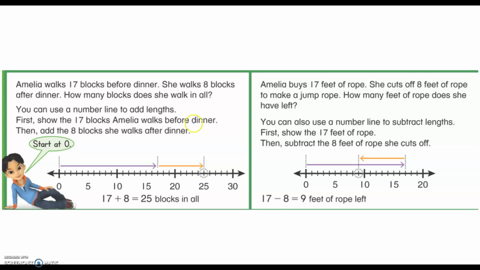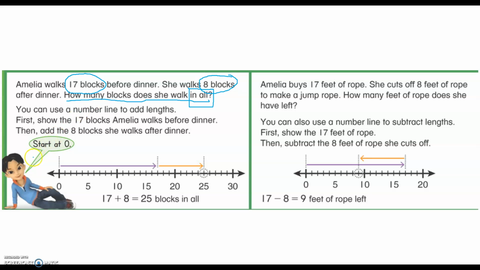So, the question that they are asking us to solve is, how many blocks does she walk in all? The information that's important that's going to help me solve this is, she walks 17 blocks before and 8 blocks after. I see the words in all, and those words tell me that I need to add 17 and 8 together to find a total.